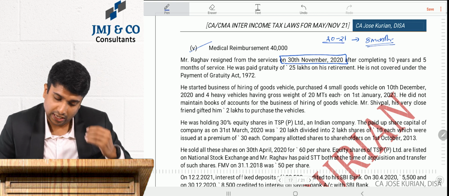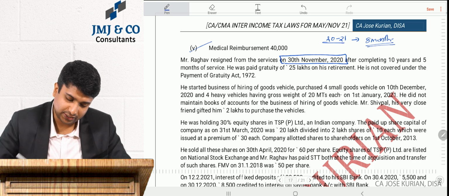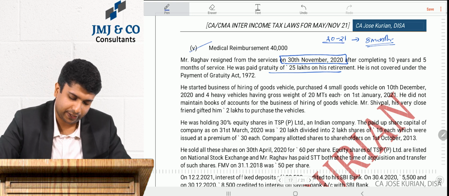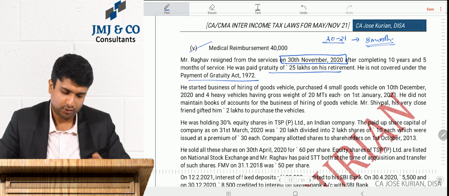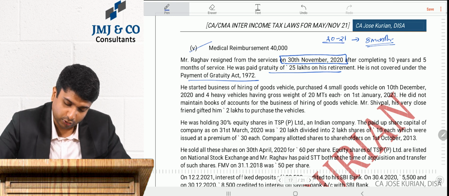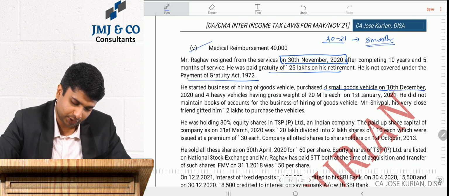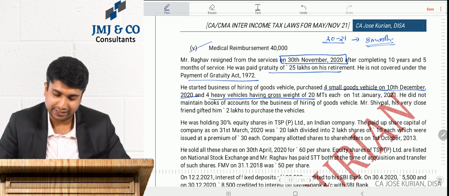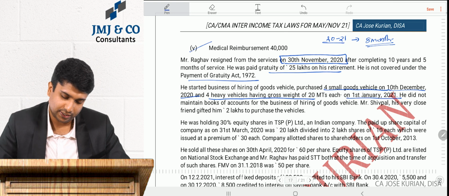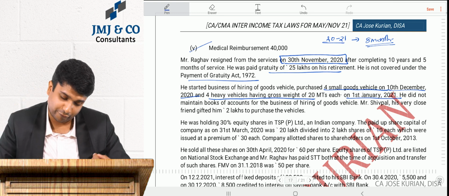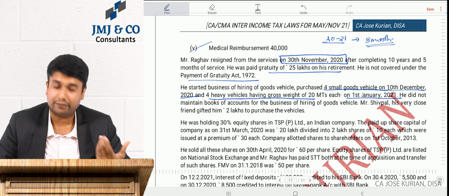Alright. So after completing 10 years and 5 months of service, he was paid a gratuity of 25 lakhs on his retirement, and he is not covered under the Payment of Gratuity Act 1972. And he started a business of hiring goods vehicles, purchased 4 small goods vehicles on 10th December 2020 and 4 heavy vehicles having gross weight of 20 metric tons each on 1st January 2021. He did not maintain books of accounts for the business of hiring of goods vehicles, and Mr. Shivapal, his very close friend, gifted him 2 lakhs to purchase those vehicles.